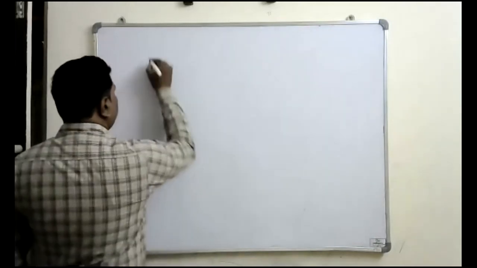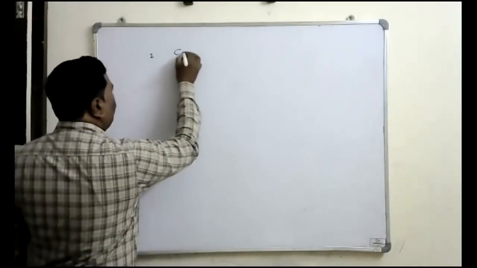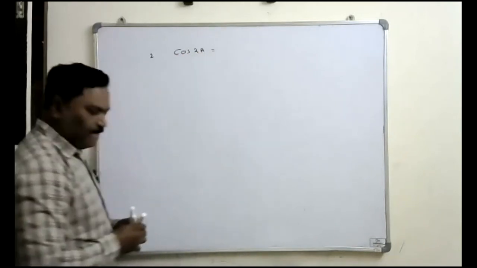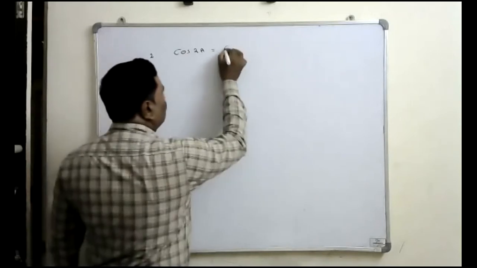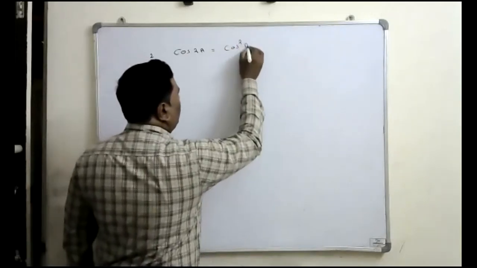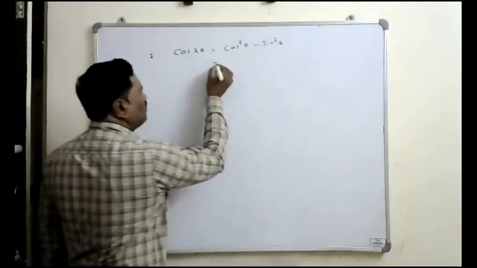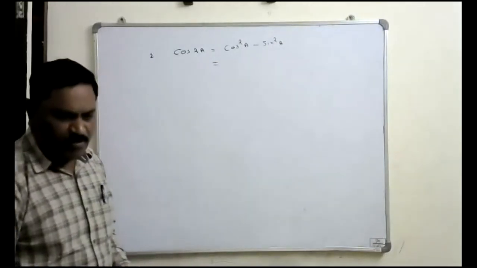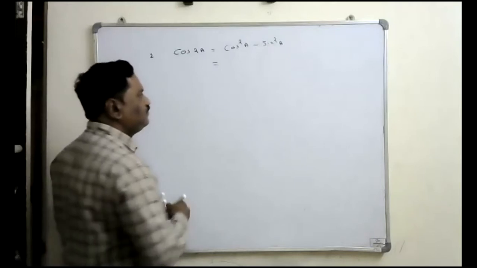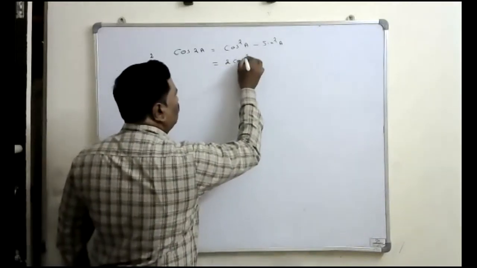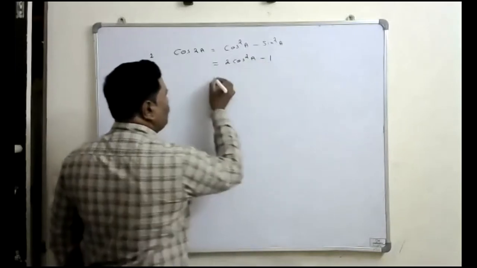Similarly, tell me what are the formulas for cos 2A? Cos square A minus sin square A. This is the first formula in terms of cos and sine. And what is the formula in terms of cos only? 2 cos square A minus 1.